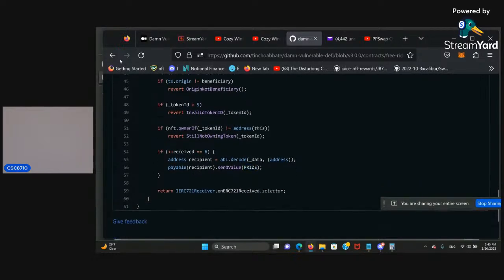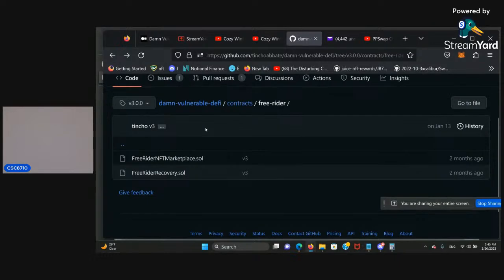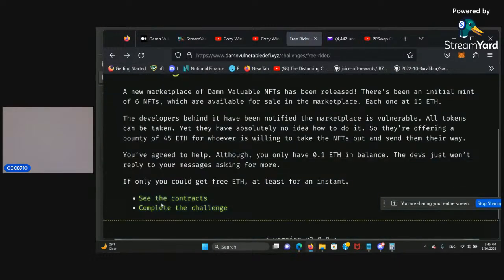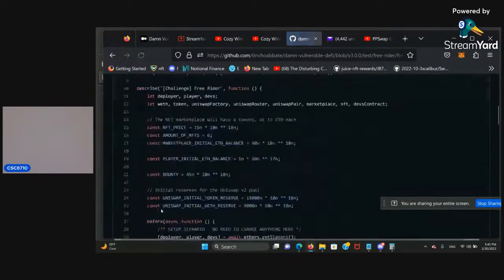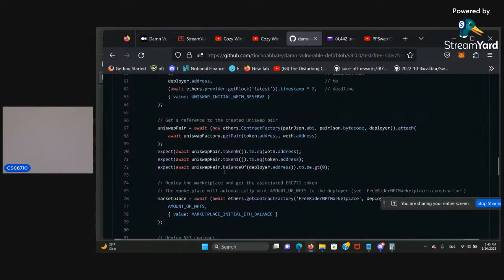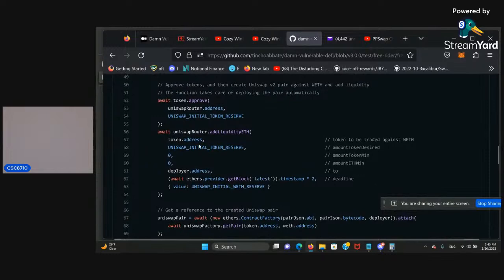So how do you do it? Well, first of all, you need to look at the complete challenge. You notice there's actually Uniswap over here. So why do we need Uniswap? Because you need to borrow money, 50 Ethereum, from the Uniswap router, so you can use that to buy the 6 NFTs.